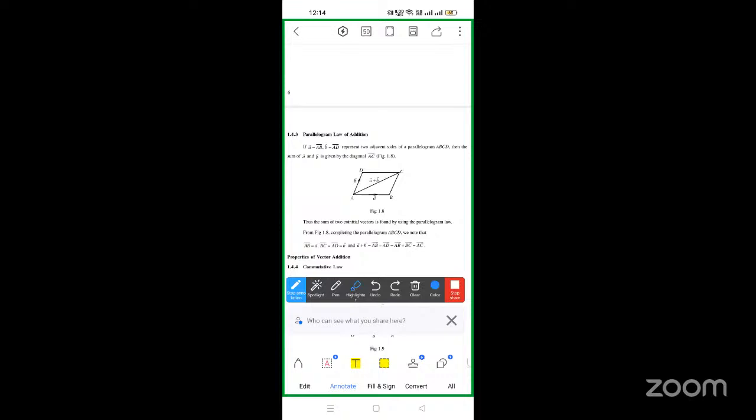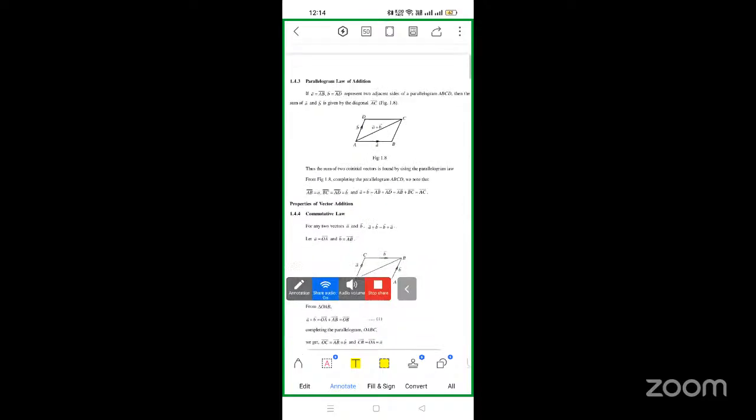So this is mathematically also possible. The sum of two adjacent sides of the parallelogram is equal to the diagonal. AB plus CD. So this is the parallelogram law of addition.